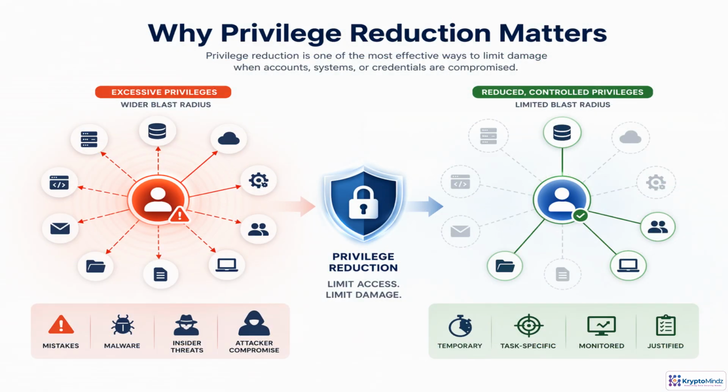Privilege reduction shrinks the damage an identity can cause if something goes wrong. When users or service accounts have broad, always-on admin rights, one mistake, stolen password, or malware infection can spread across many systems. That is the blast radius. PAM changes this model. Rather than handing out permanent keys to everything, it grants access only when needed, for a specific task, with justification and monitoring. Attackers still look for privilege, but reduced privilege gives them fewer doors to open and less room to move.